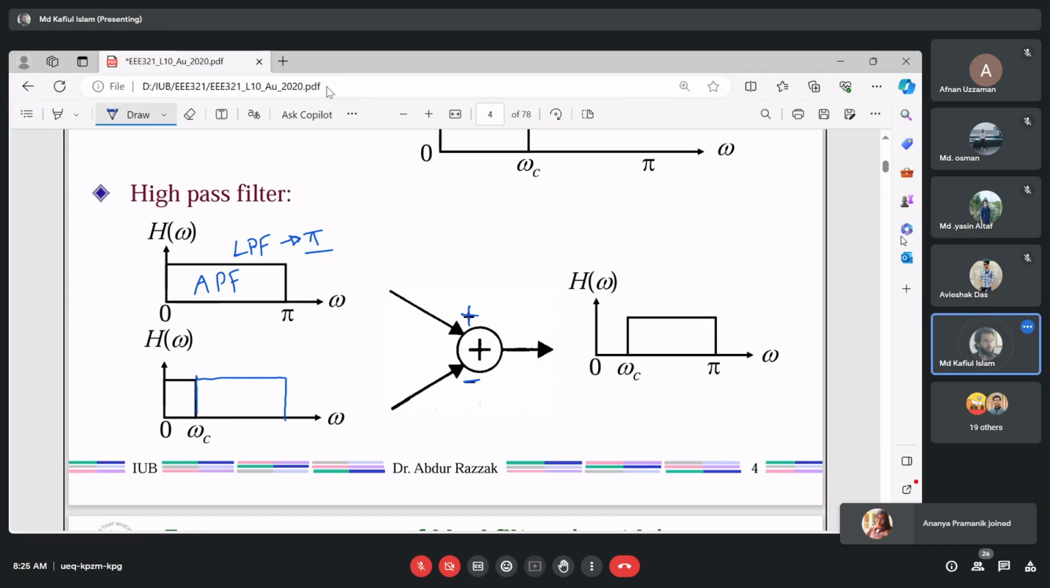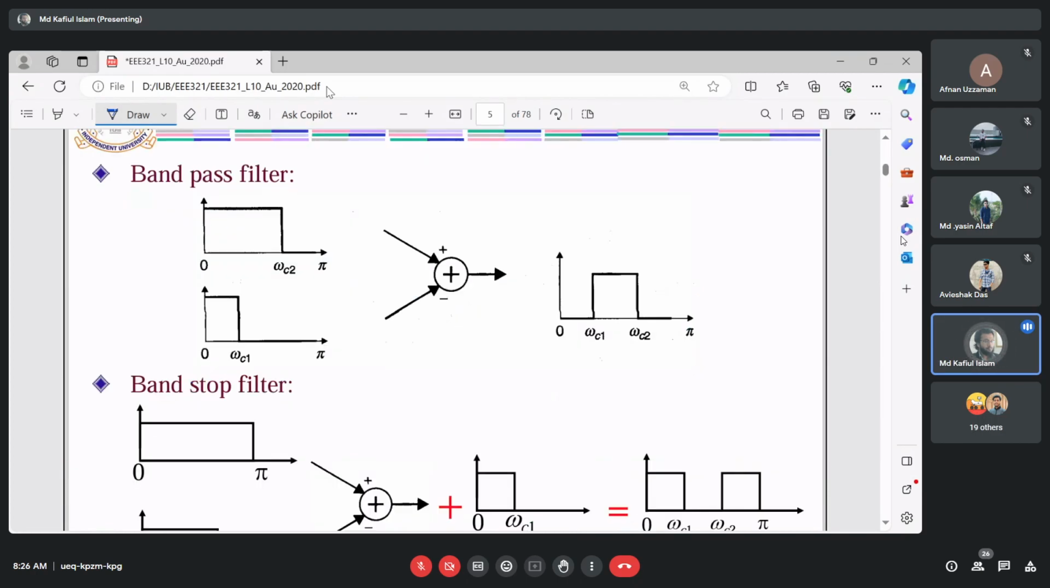If you subtract the second one from the first one, the bottom one from the top one, then you will get this kind of response. So what is this response? This is the same as a high pass filter with a cutoff frequency omega c. So this is exactly what you found. This is a high pass filter now with a cutoff frequency of omega c.